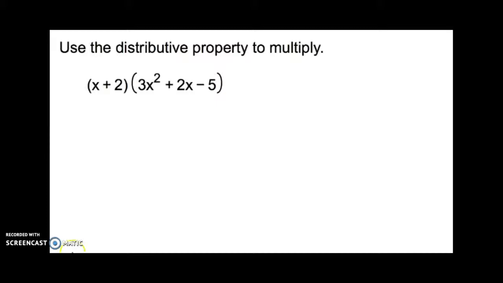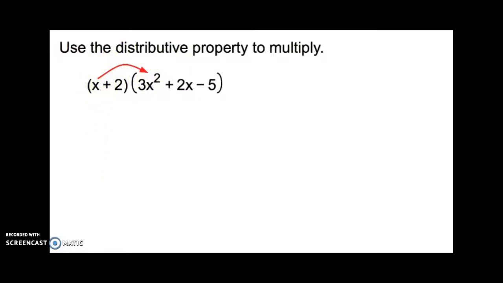So what I'm going to need to do is take each of these and distribute it into everything over here. So I'm going to take the x here, distribute that into all 3 of these, and take the 2 and distribute that into all 3 of these. So let's do that. So first I'm going to multiply x times 3x squared. Distribute this x into everything.